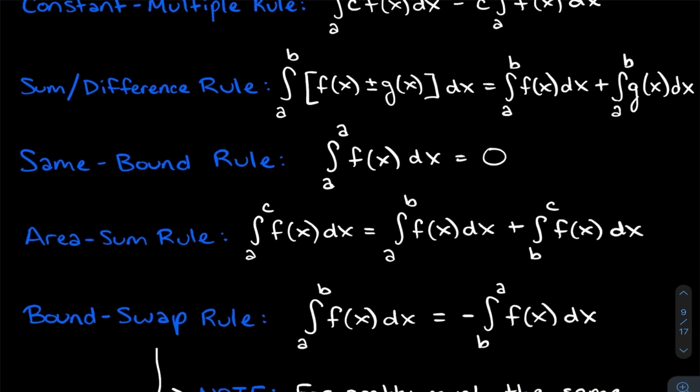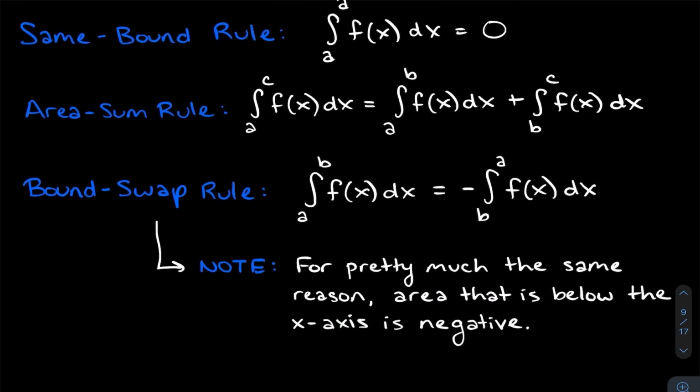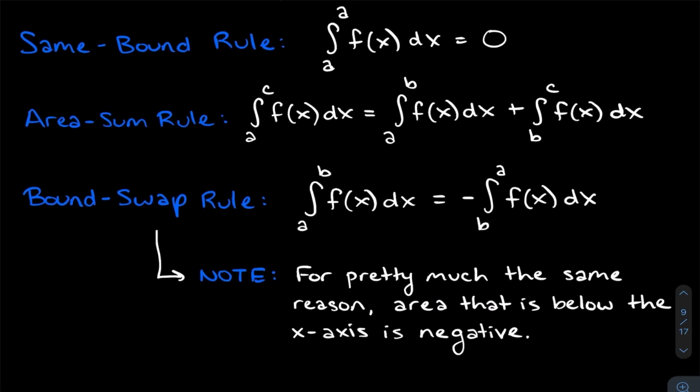Now, there's three more rules that I want to talk about, and that's the same bound rule, the area sum rule, and the bound swap rule. The same bound rule might be the easiest to understand out of these. I mean, they're all pretty easy, especially these two.